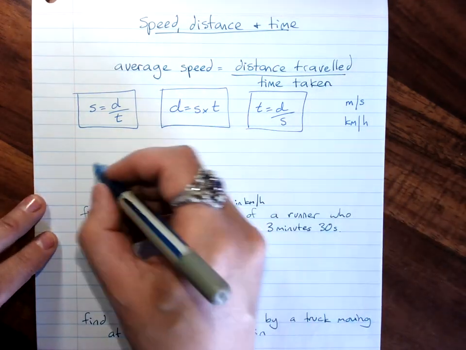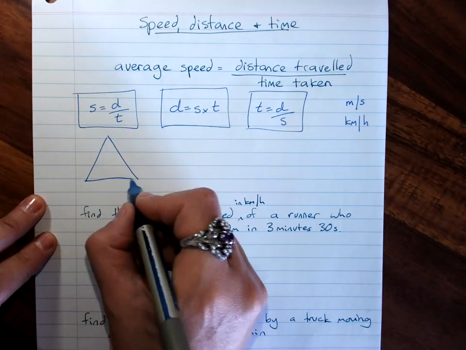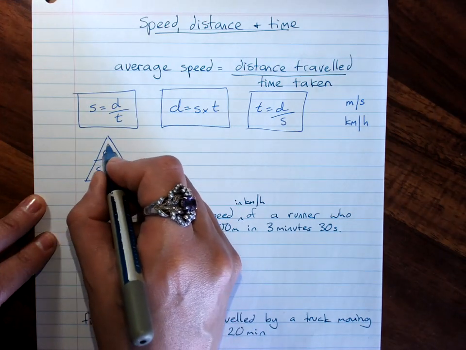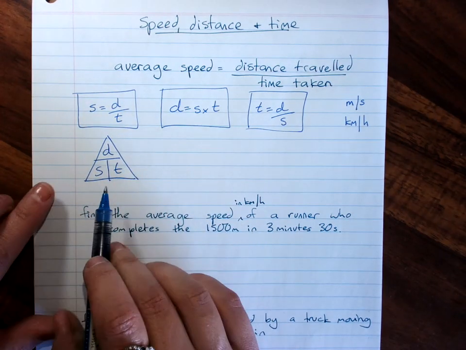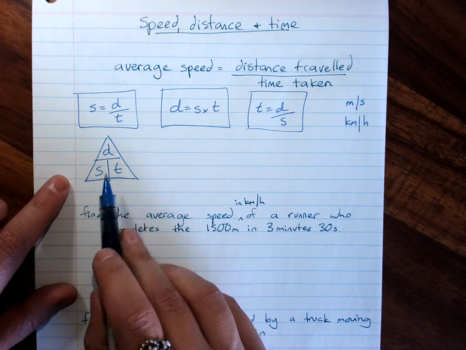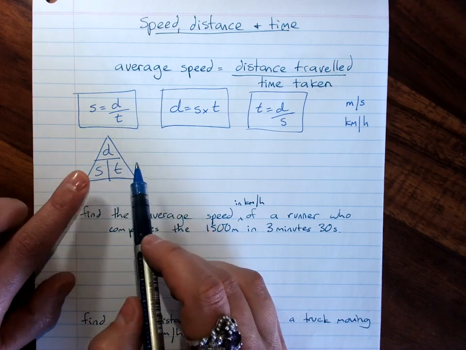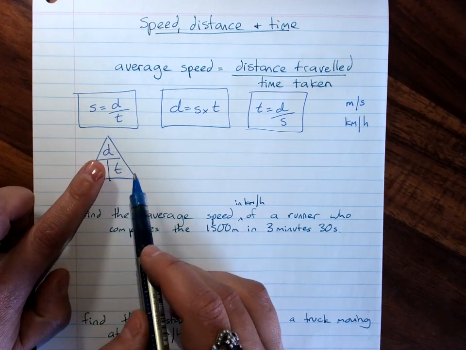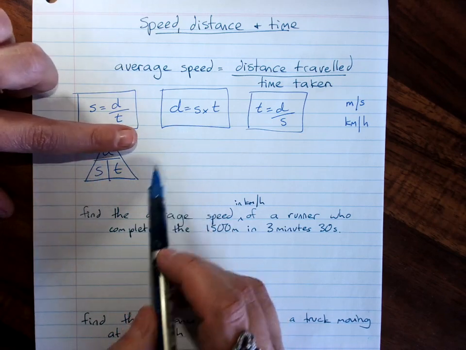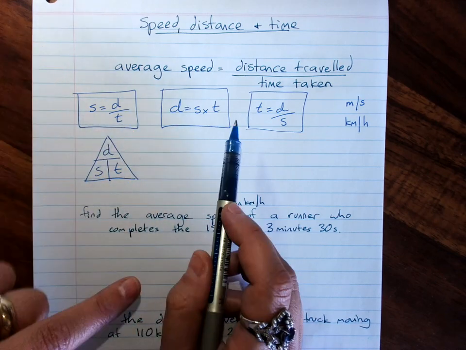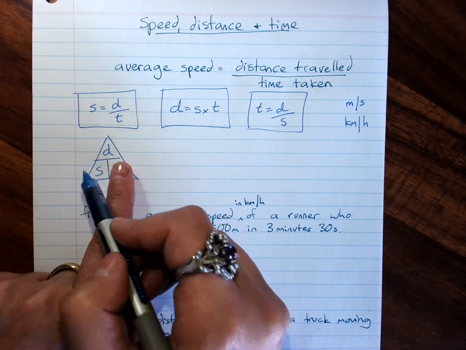Now if you want this little speed, distance, time triangle, you cover up the thing you're finding and what's left gives you the formula. So cover up speed, distance over time. Cover up distance, speed times time. Cover up time, distance over speed.